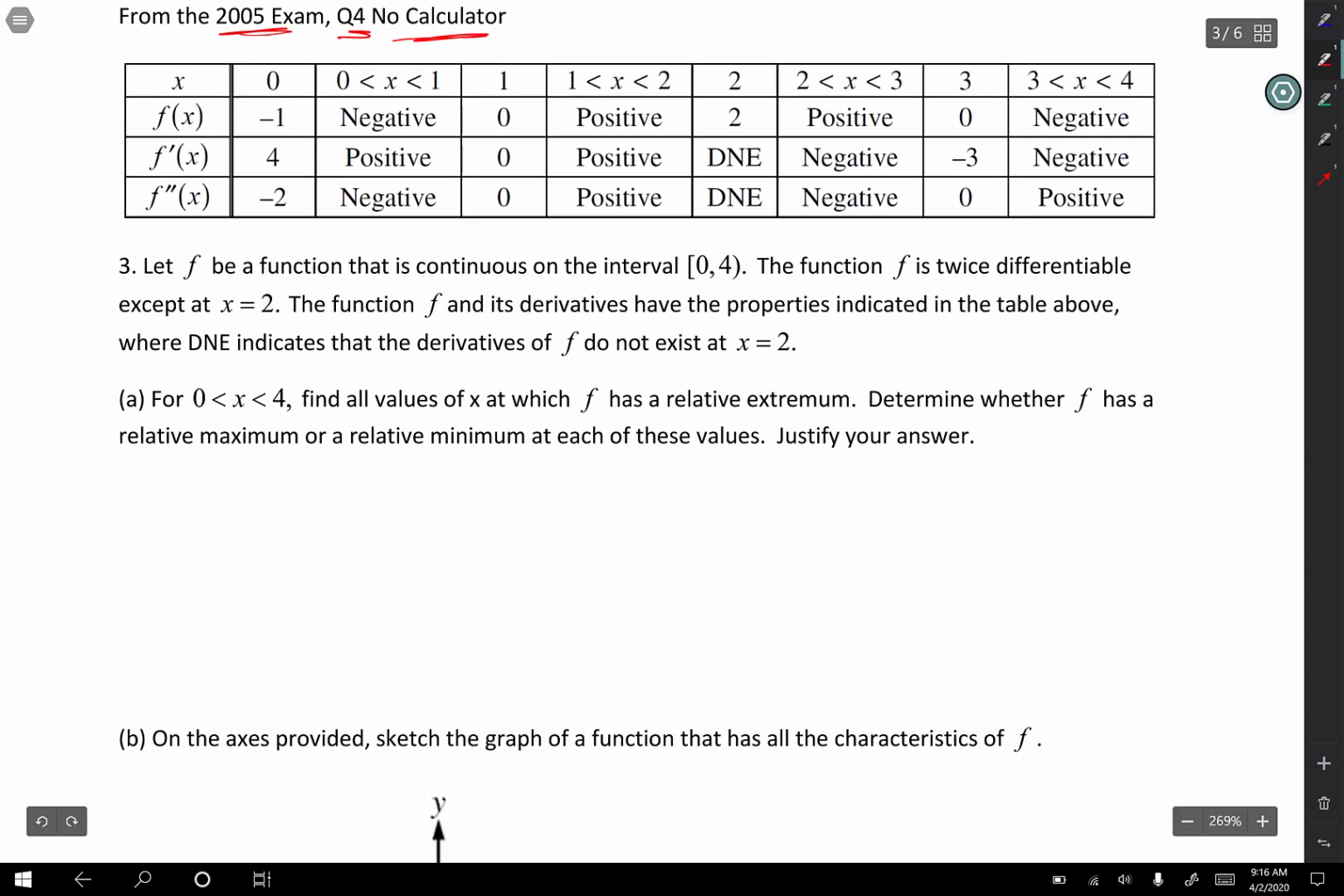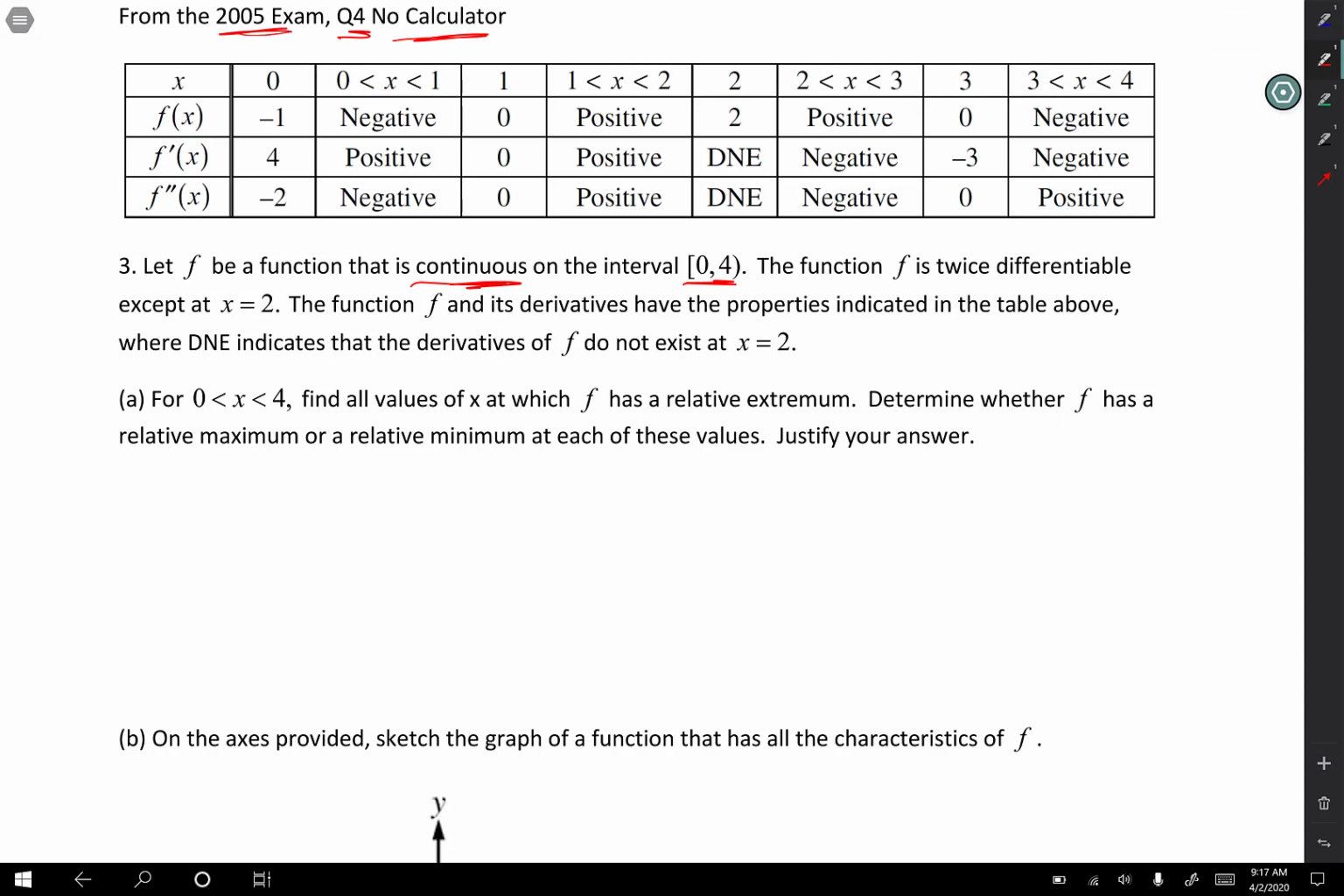Let f be the function that is continuous on the interval 0 to 4. Notice the 4 doesn't have a bracket. The function f is twice differentiable except at x equals 2. The function f and its derivative have the properties indicated in the table above, where DNE indicates the derivative of f does not exist at x equals 2. But I am continuous at 2, though. It says that right there. You're twice differentiable except at x equals 2, but you're continuous on the whole interval.